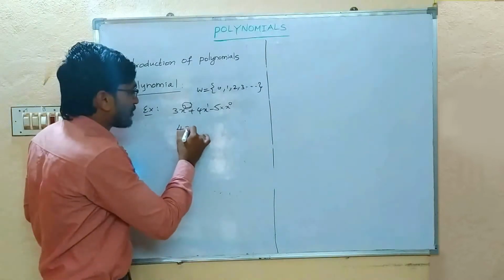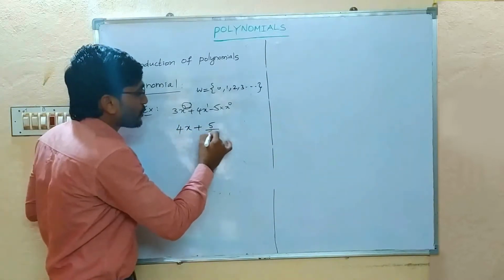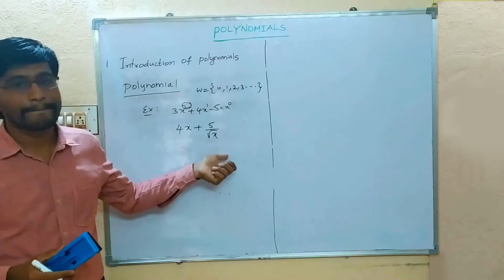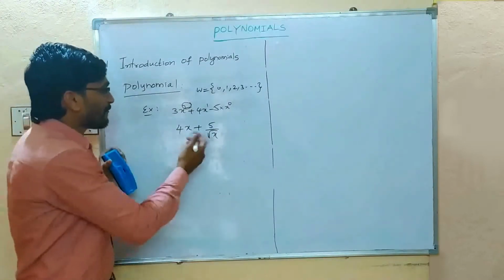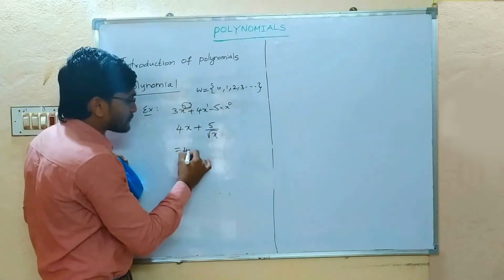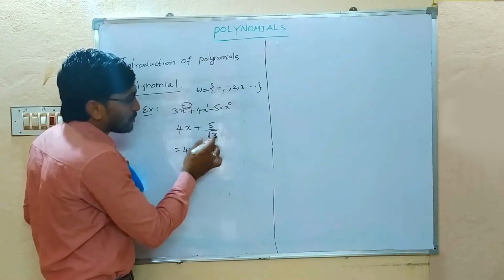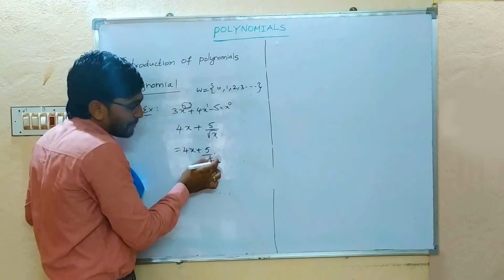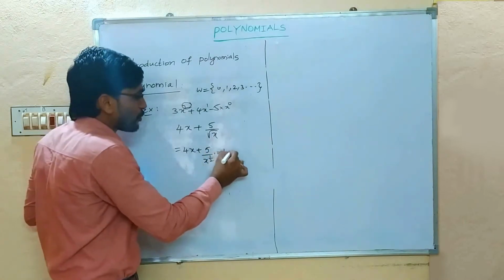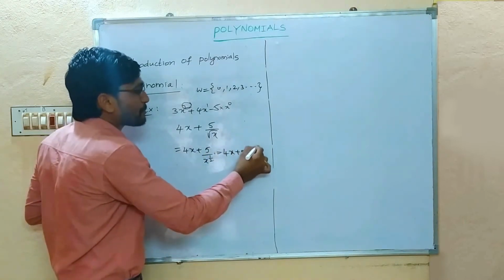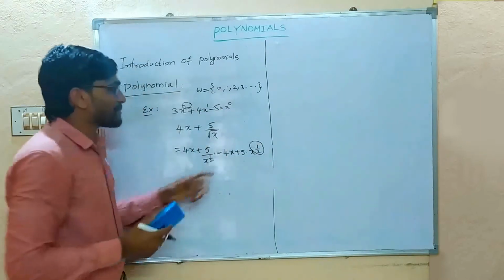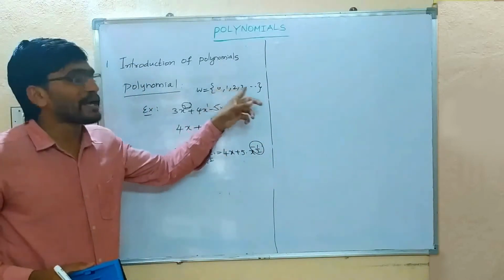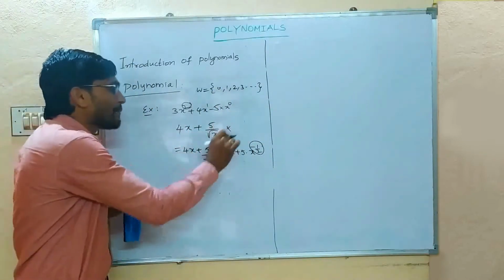Suppose I want to consider 4x plus 5 by root x. Is it a polynomial? No, because 4x plus 5 by root x can be written as 4x plus 5 into 1 by root x, and root x is nothing but x power 1 by 2. This x power 1 by 2 goes to the numerator, then it becomes 4x plus 5 into x power minus 1 by 2. Here this minus 1 by 2 is not a whole number, so it is not a polynomial.